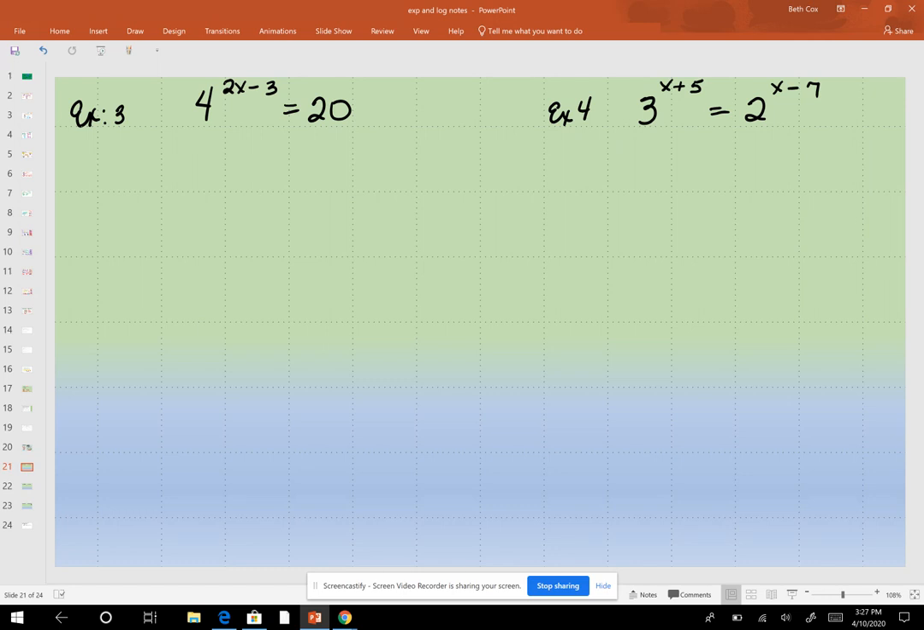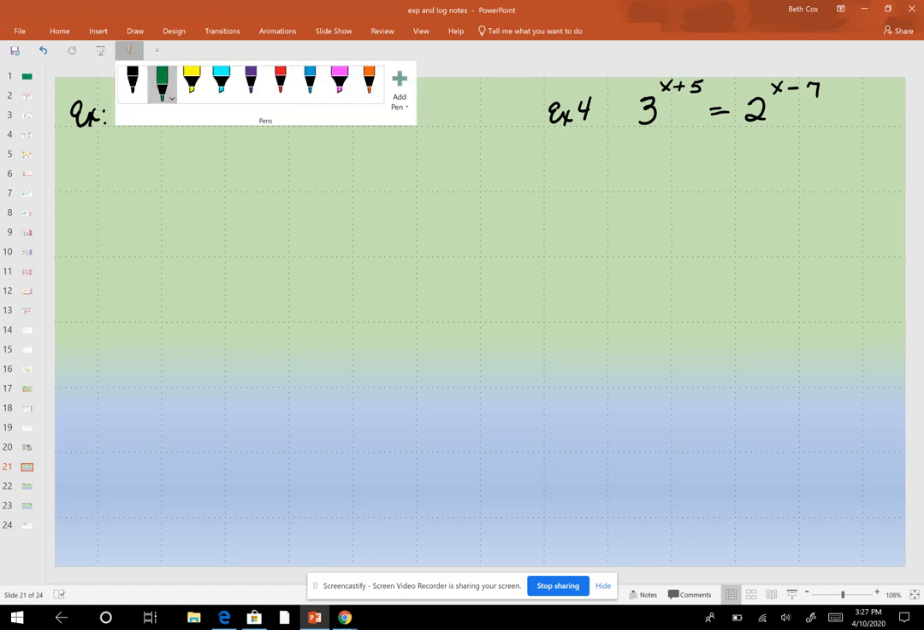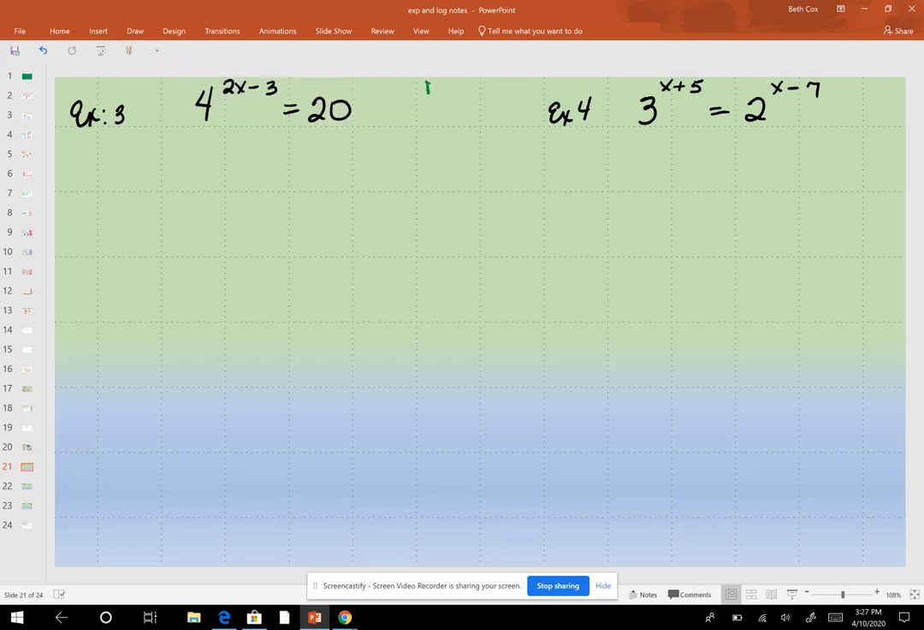The first thing we're going to do is make sure the part that has the exponent is isolated, and it is 4 to the 2x minus 3. 4 is the only thing that has an exponent, and it is on one side of our equation. So it is isolated. So officially, step 1 is done. Okay, so now we'll move into step 2.